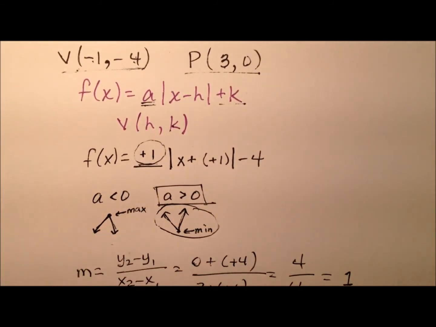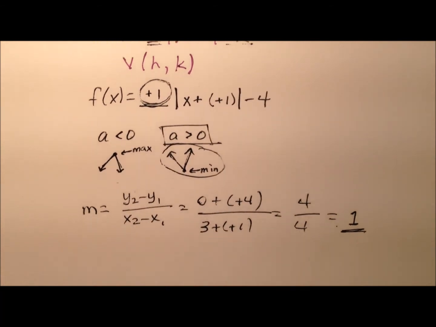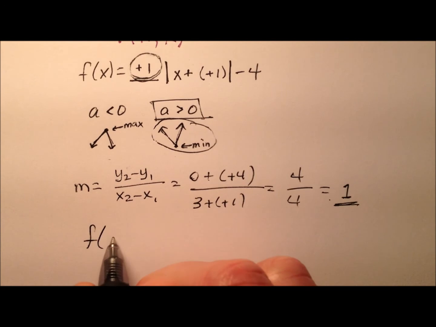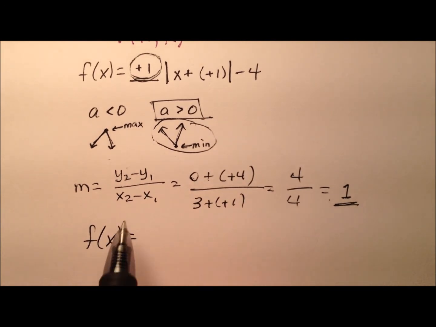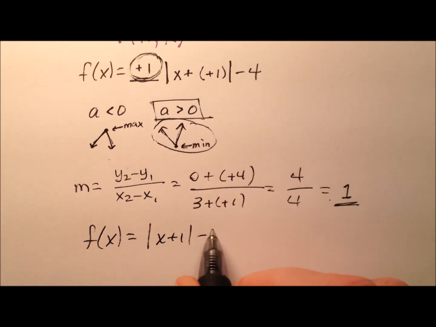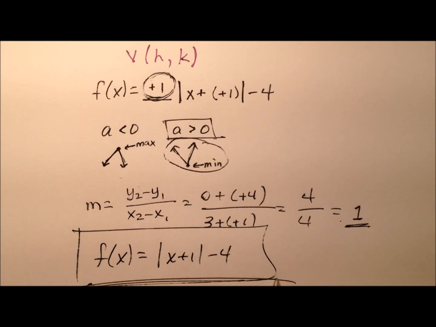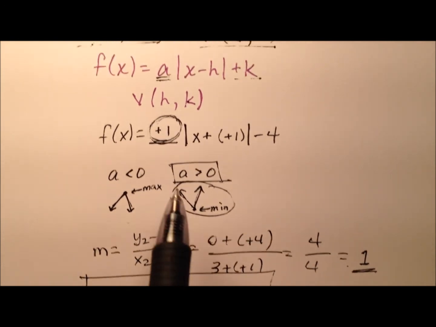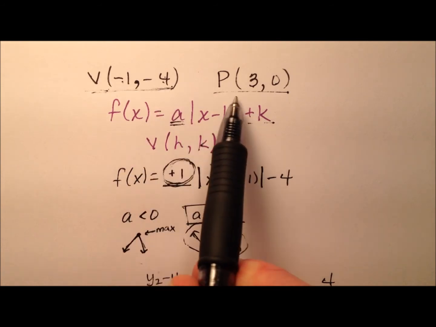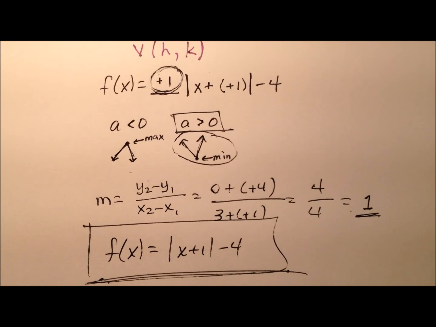If it's positive 1, then we actually don't need to write it at all, because when the coefficient is just 1, especially positive, we don't need to write anything. So to finish up our function, f of x equals the absolute value of x plus 1, minus 4. And this function is an absolute value function whose vertex is (negative 1, negative 4), and it also passes through point P, the ordered pair (3, 0).